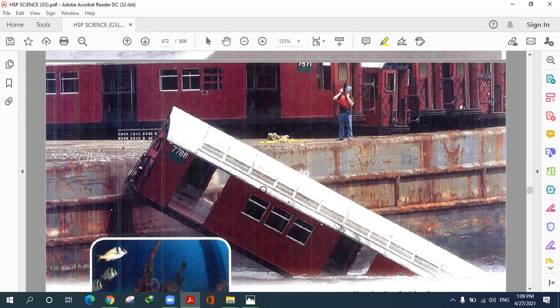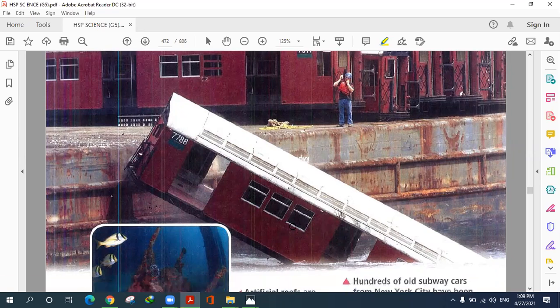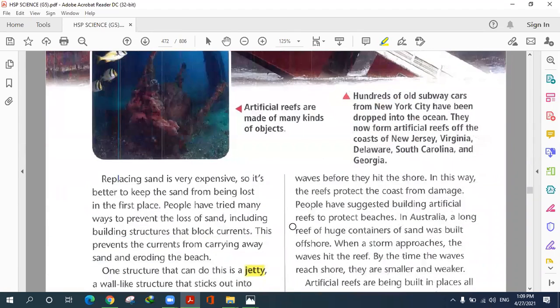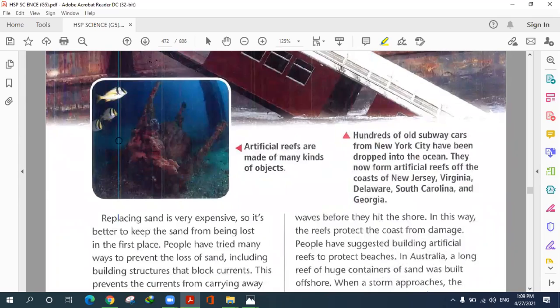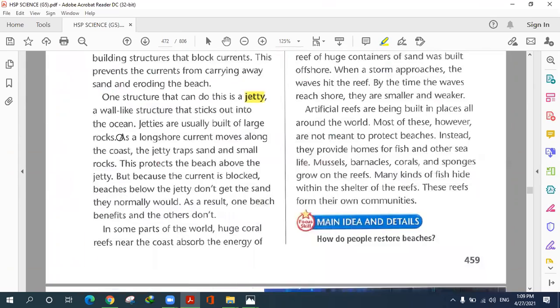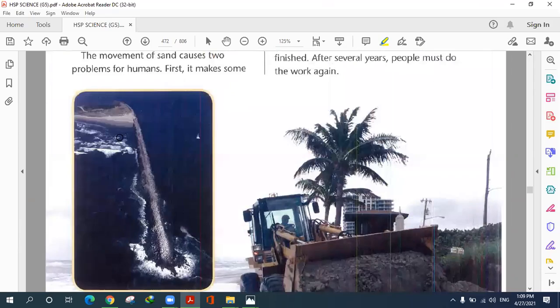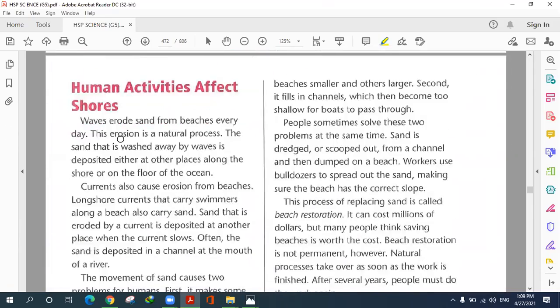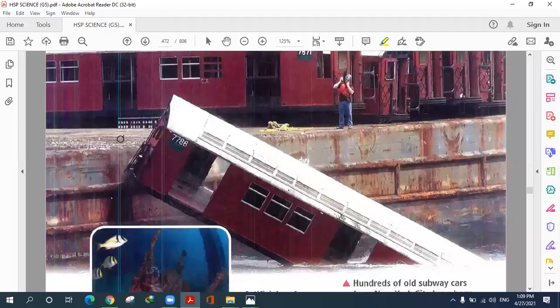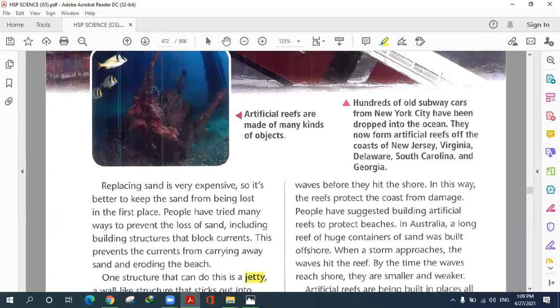Why is this man throwing this huge thing? I don't know what this is, it looks like a big bus. Why is he throwing it back into the oceans? Why are they throwing metals in the oceans? Raise the water level, maybe. We'll learn about this next time. So these are the human activities that affect the shore. We'll talk about them next time.